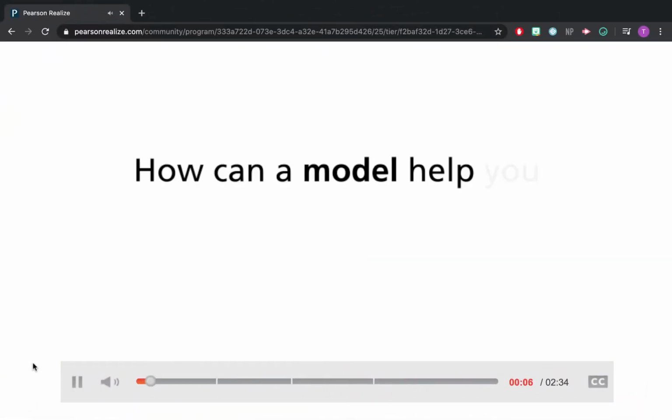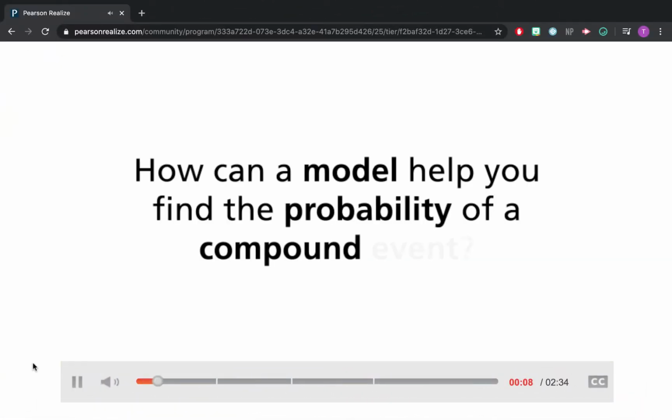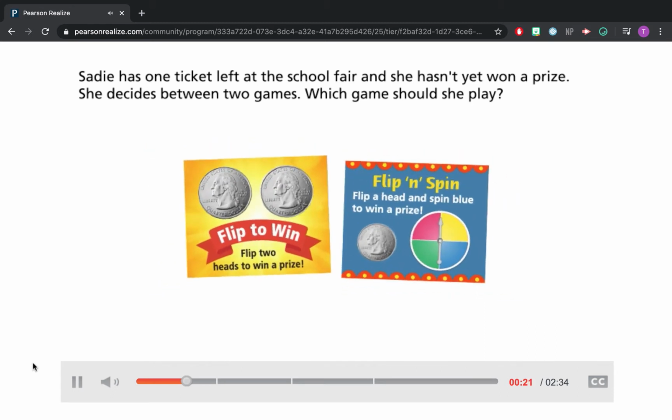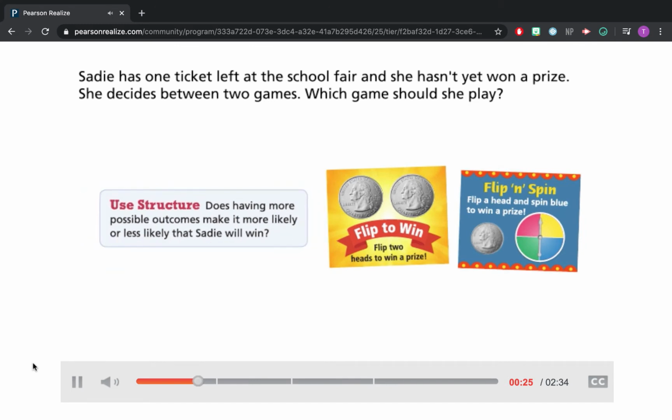How can a model help you find the probability of a compound event? Think about this question during the lesson. Sadie has 1 ticket left at the school fair, and she hasn't yet won a prize. She decides between 2 games. Which game should she play? Let's think about how we calculate probability. Does having more possible outcomes make it more likely or less likely that Sadie will win?